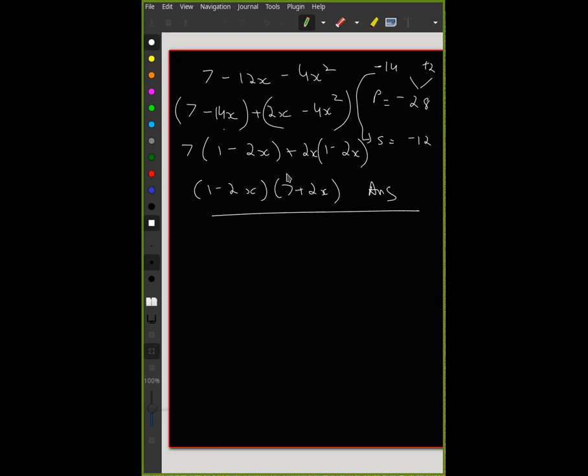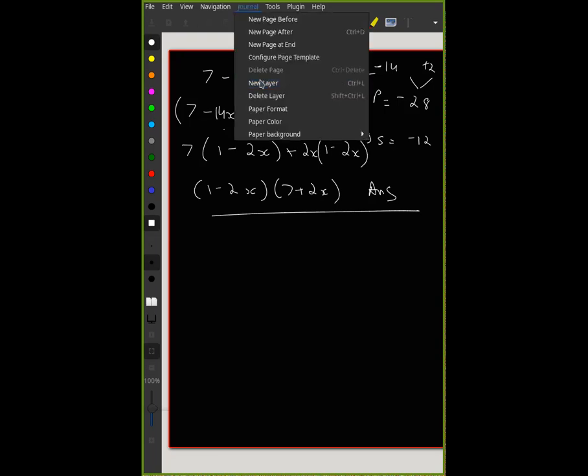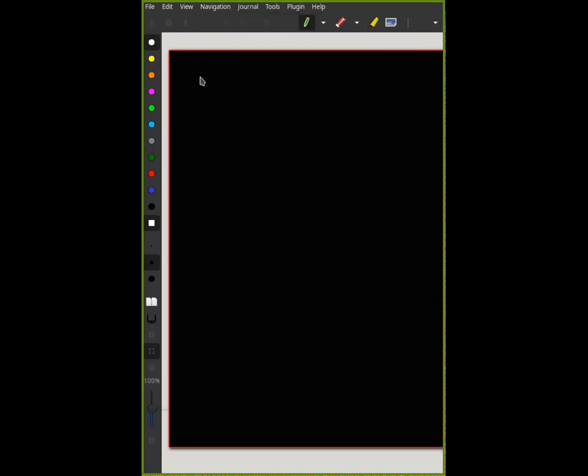Any doubts, anyone? Okay, do another question. X squared plus 7x plus 6 plus px plus 6p. This is x squared. Try to do this.